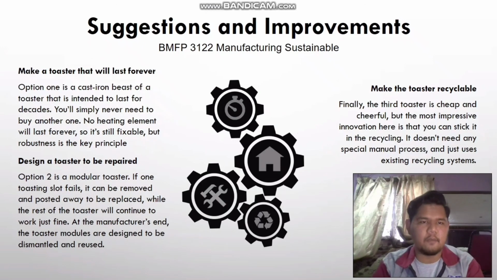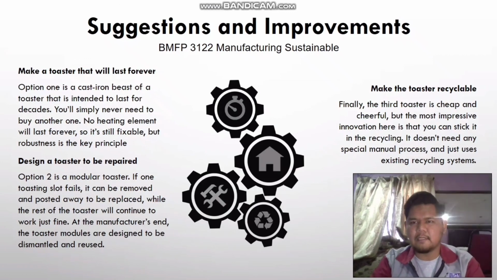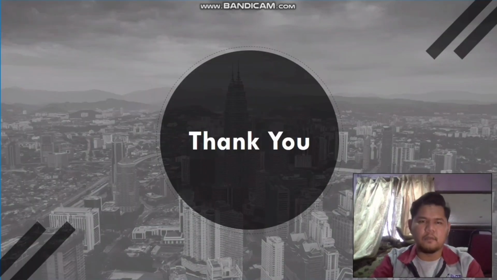So first, make a toaster that will last forever. For example, we use a strong material that cannot be damaged easily. Second, design a toaster to be repaired or disassembled. For example, if one of the parts malfunctions, we can easily replace it, and the other parts will continue to work just fine. And third, make a toaster recyclable. So I think that's all from us. Thank you.